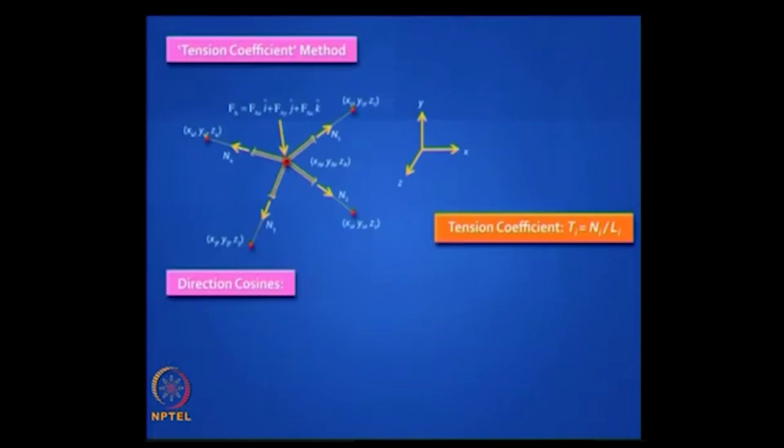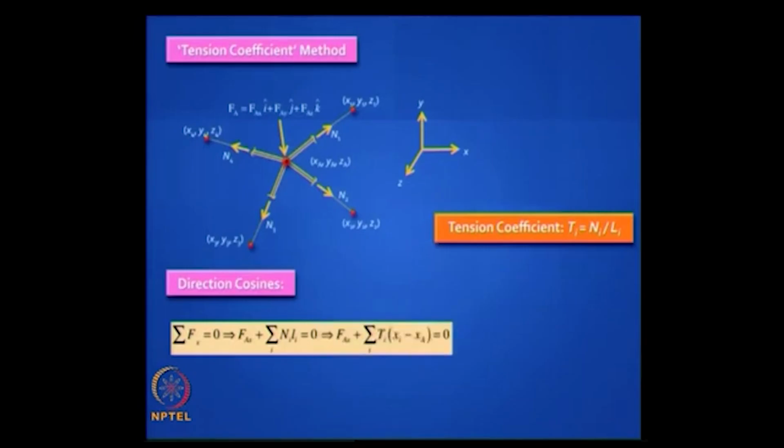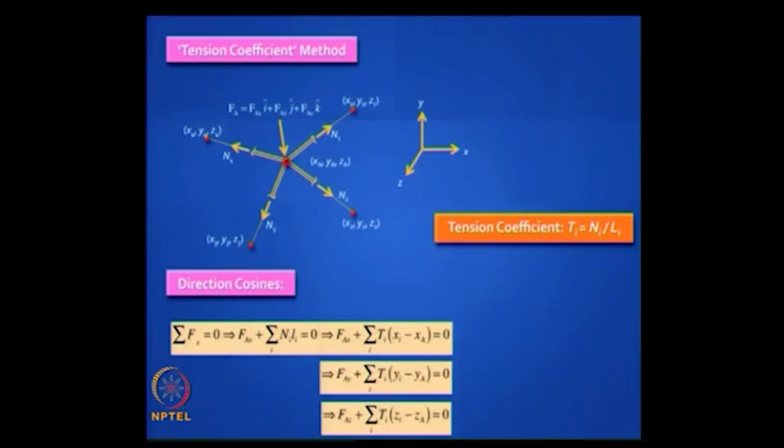Finally, the robust method of cracking any problem is the tension coefficient method, which means you take any joint. This is especially useful when you do space trusses. You write the coordinates of those joints and you define the tension coefficient as the actual force in any bar divided by the length of the bar, and you can write a generalized equation of equilibrium along the x direction, along the y direction, and along the z direction. And so you can systematically write these equations moving from joint to joint and solve them. This is a generalized way of doing it.